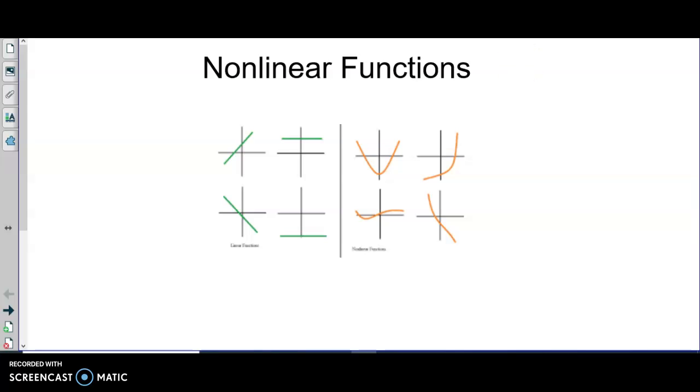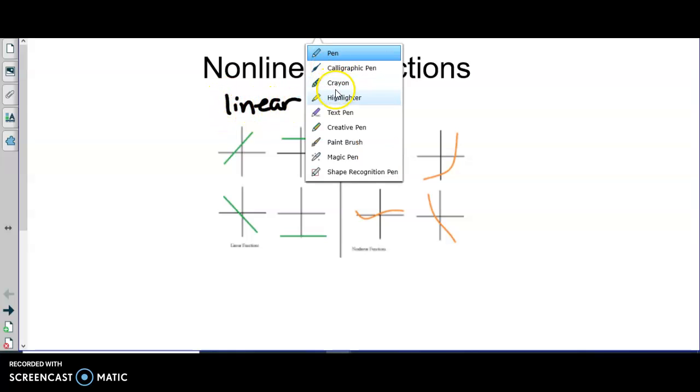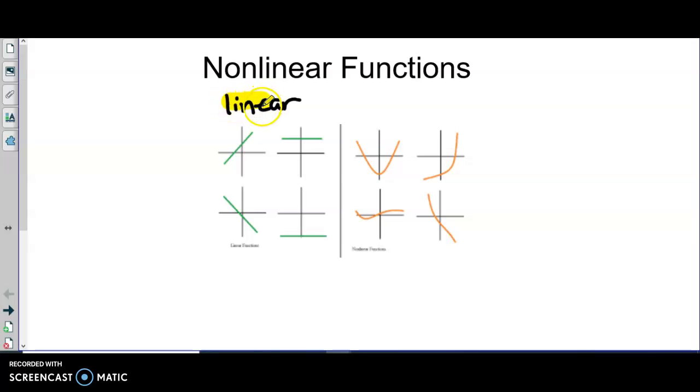So this video is just kind of a quick overview of what it means to be a nonlinear function or a linear function. If it makes a straight line, it is linear. And the way I like to remember it is the word line is inside the word. So linear means straight line. If your graph is not a straight line, then it is non-linear, which just means that it's not a straight line. So let's look at some equations.